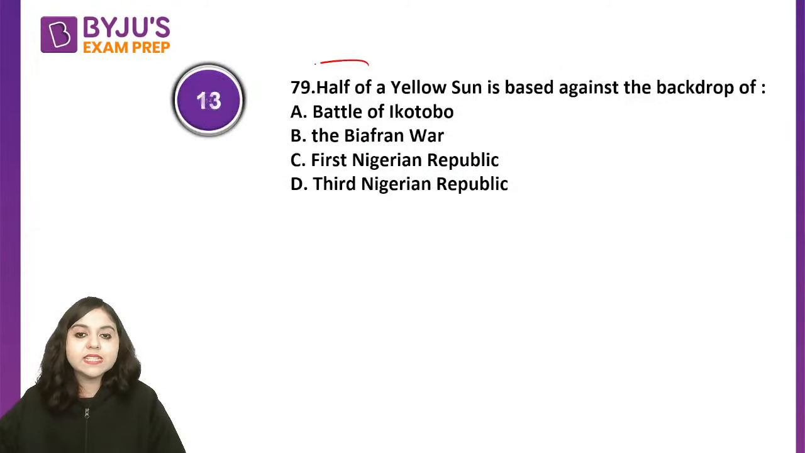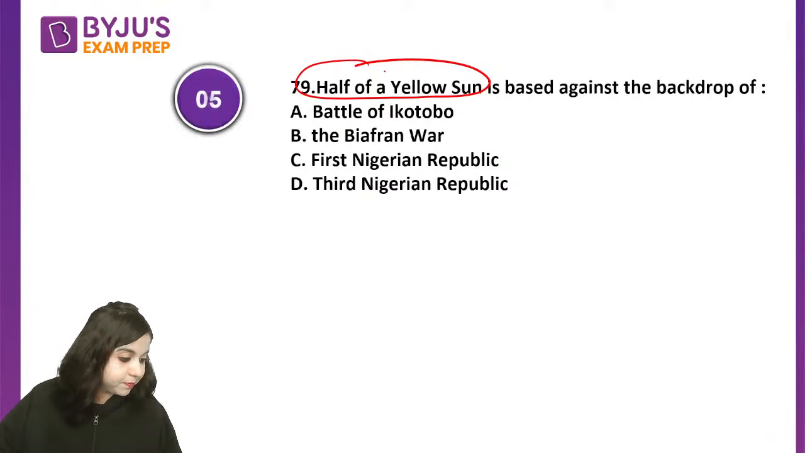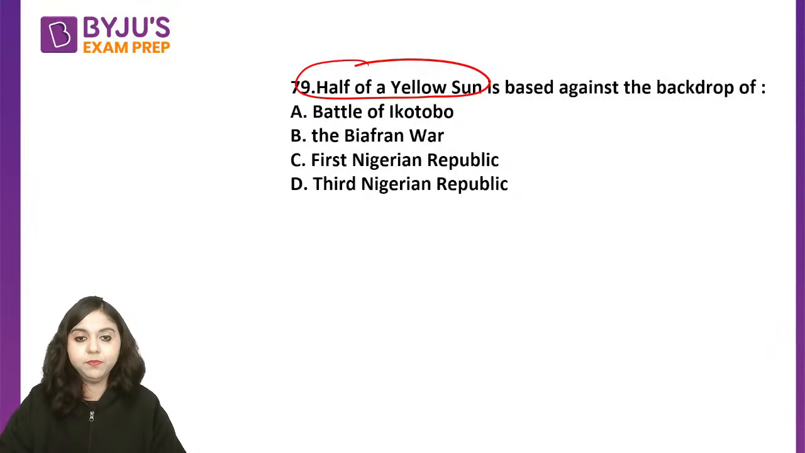Half of a Yellow Sun is set against the backdrop of what? What is the correct answer here? Yes, Biafran War is absolutely the right answer. It is the Biafran War that's at the backdrop of Half of a Yellow Sun. Okay, so that is the right answer.